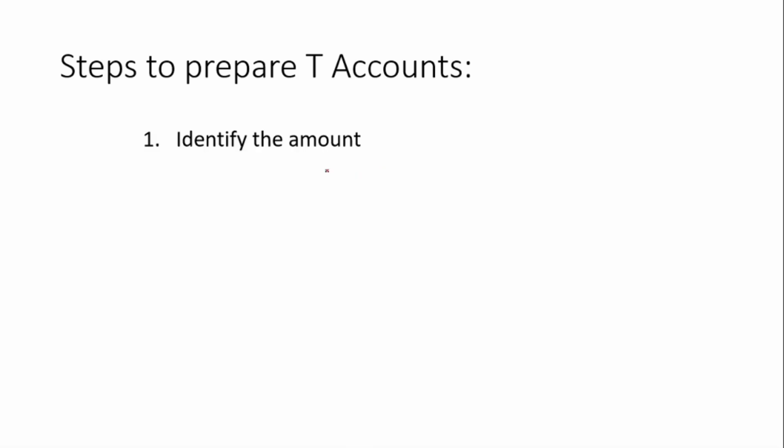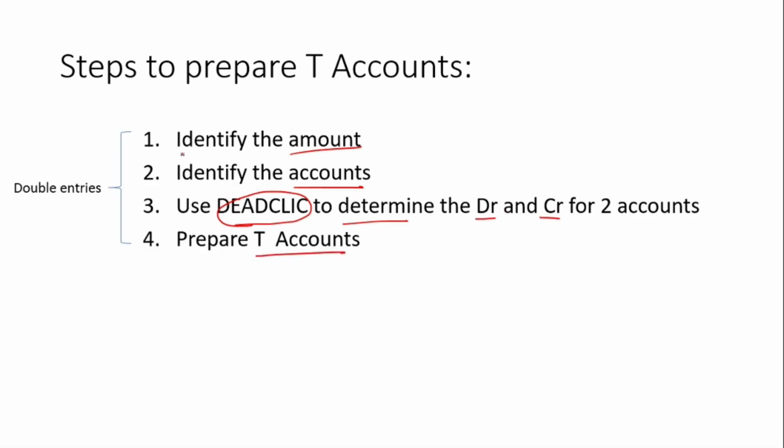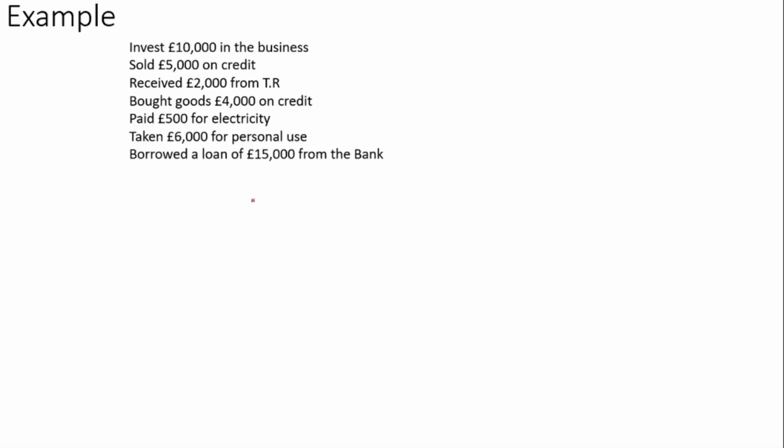So step 1 is to identify the amount. Step 2 is to identify the accounts. Step 3 is to use the DEDCLIC acronym to determine which ones are debits and credits. And finally, prepare the T accounts. And by using all these 4, you'll be able to master double entry bookkeeping. Trust me. So let's see how it works.